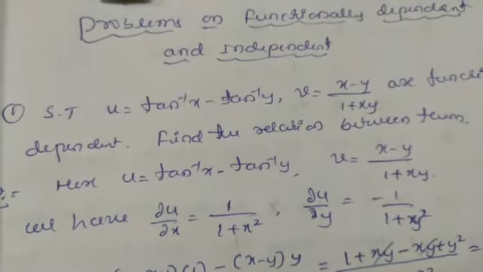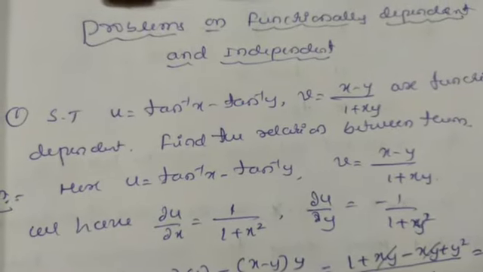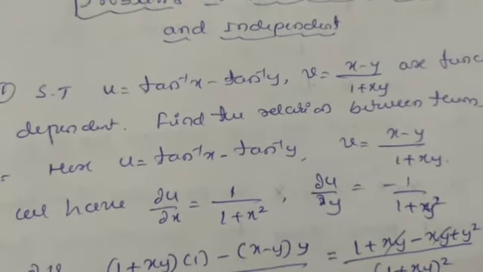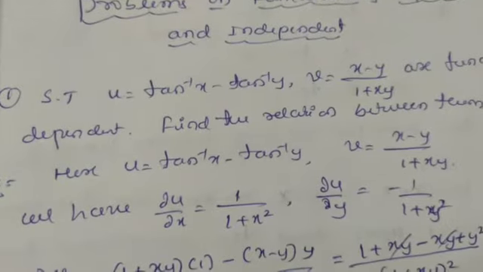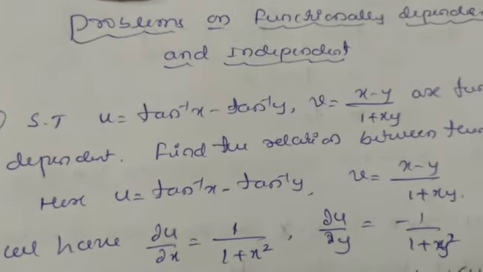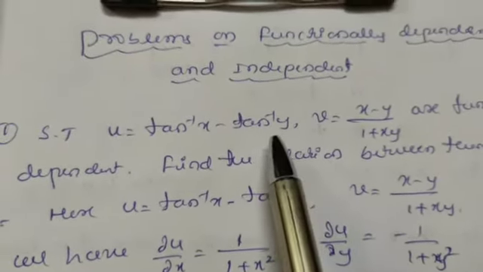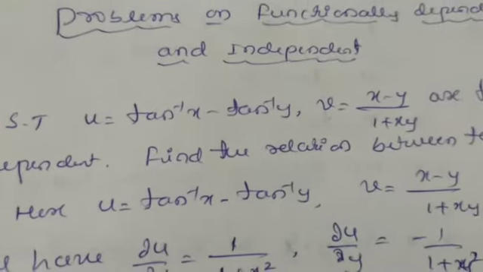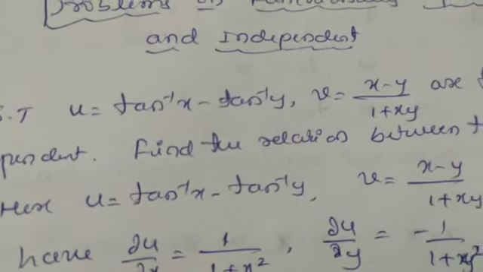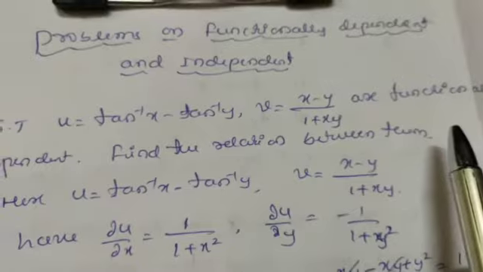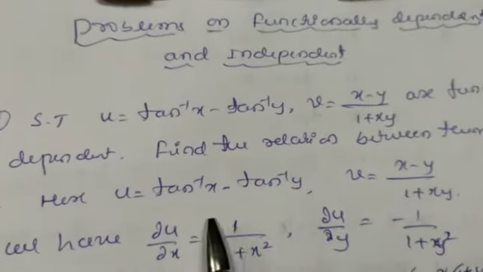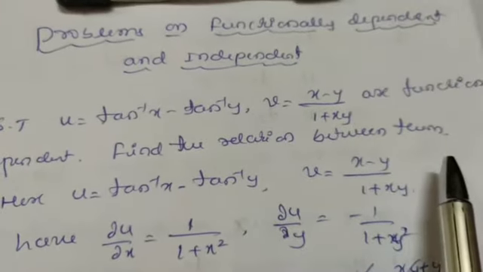Today let us study some examples on this topic. Let us take one example. Show that u is equal to tan inverse x minus tan inverse y and v is equal to (x minus y) divided by (1 plus xy) are functionally dependent and find the relation between them.